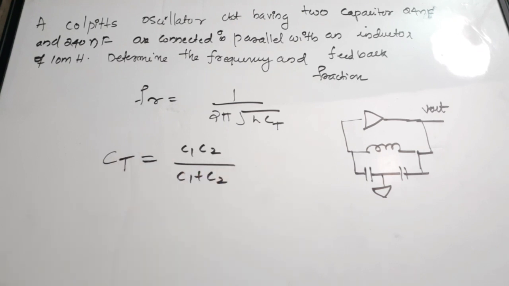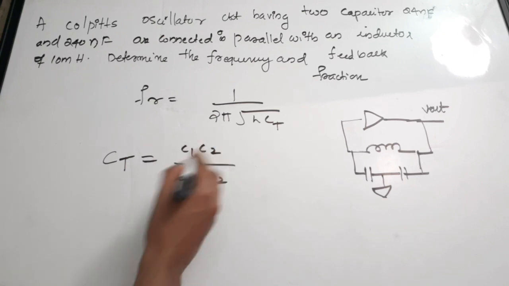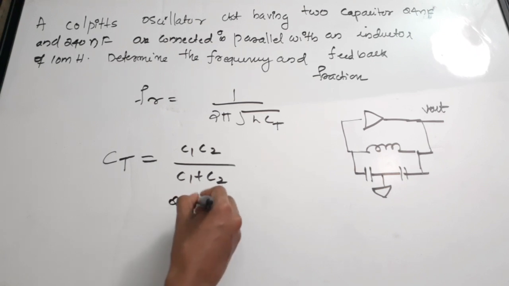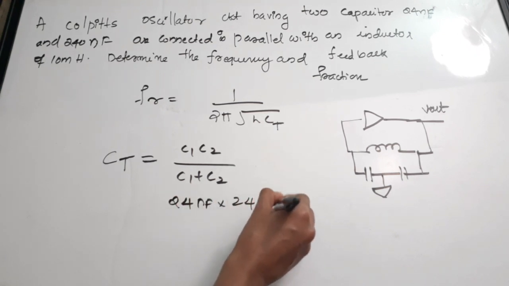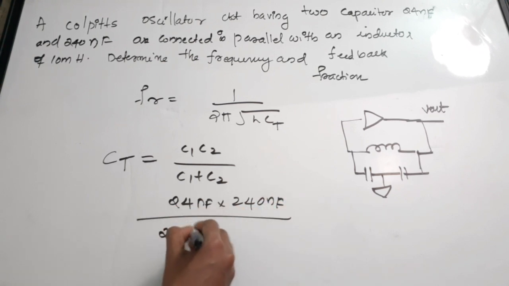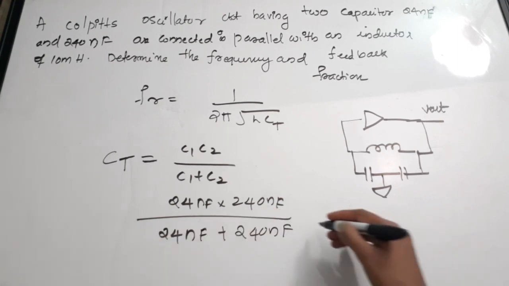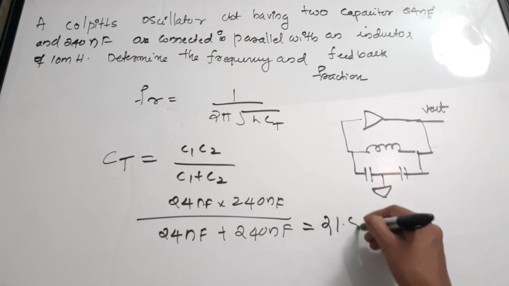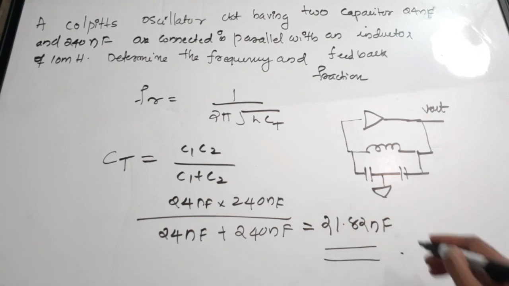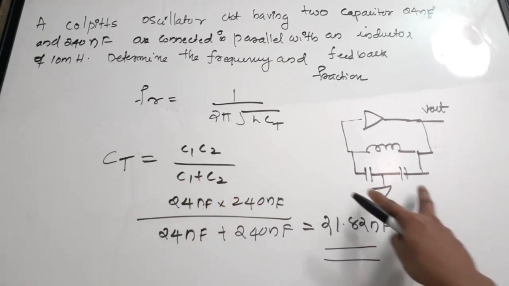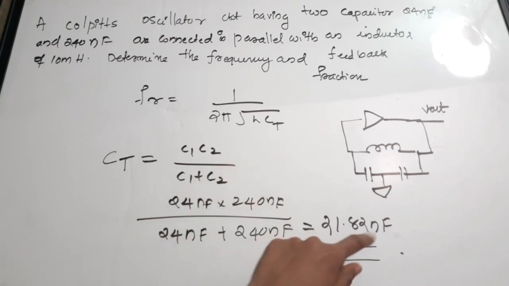Okay. Now I'm going to find the value of the equivalent capacitance. So I'm going to substitute C1 and C2 here. C1 is 24 nanofarad and C2 is 240 nanofarad. So all the values are directly given. 24 nanofarad into 240 nanofarad by 24 nanofarad plus 240 nanofarad. And you will get the equivalent equal to 21.82 nanofarad. So this is the equivalent of C1 and C2 since they are connected in series. And the Ct value is 21.82 nanofarad.